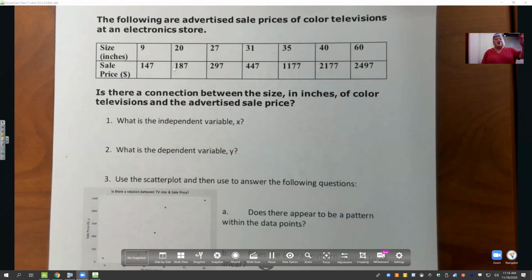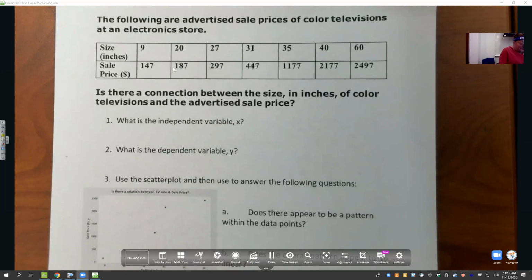In the top row, they give you the size of the TV in inches. The bottom row gives you the sale price in dollars. And the question is, is there a connection? Is there a relationship? Is there a correlation between the size in inches of color televisions and the advertised price? The first question they ask you is to identify which one of the variables, size or sale price, is going to be your independent. And then by default, the other one becomes the dependent.